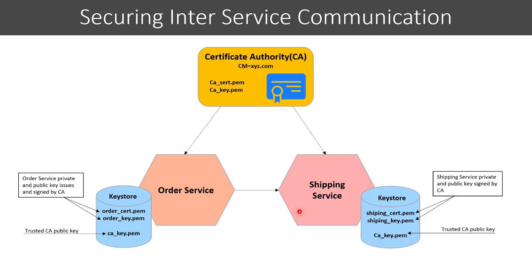When the order service calls the shipping service endpoint, first they exchange public keys. Each service verifies the certificate signature, as both public keys are signed by the same CA, trusted by both services. Trust will be established and secure communication starts between the services. So this is about the internal application or services.